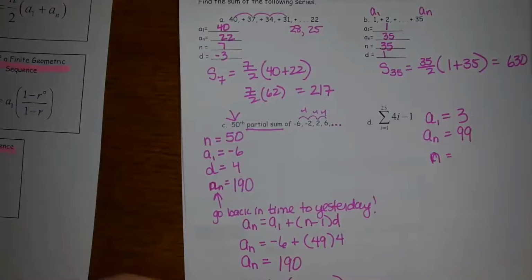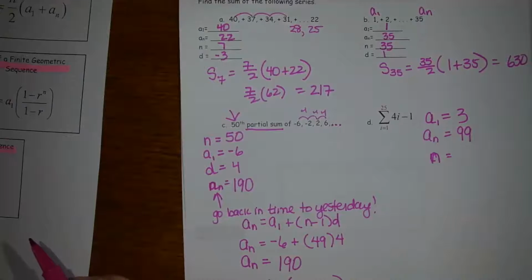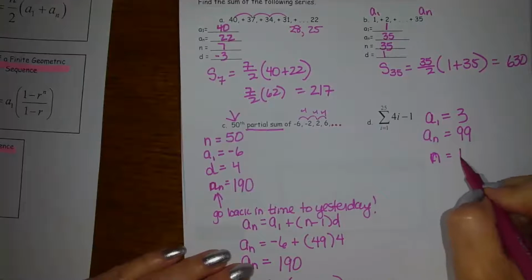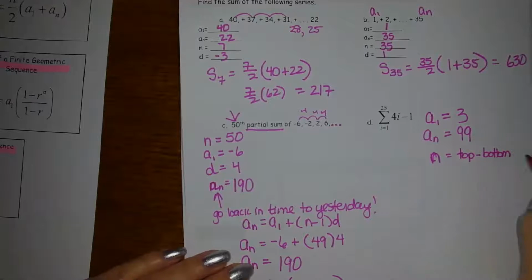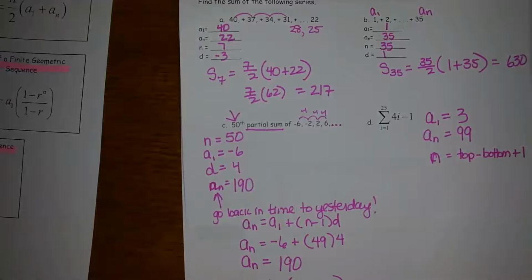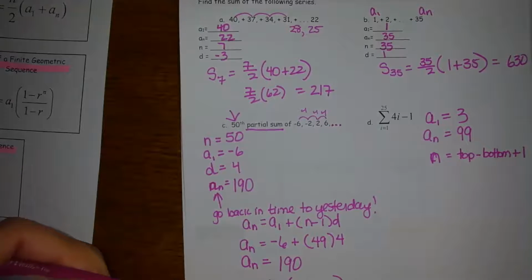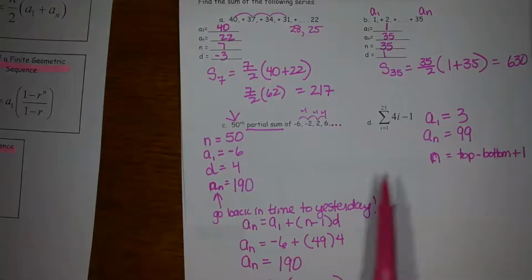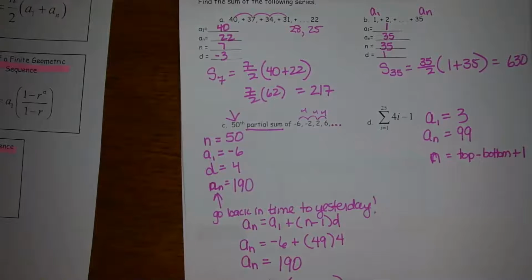Yeah, but what if I was going from 7 to 25? How could you quickly figure that out? It's top minus bottom, right? Plus 1. Since we're going from 1 to 25, if you just subtract them, you've gotten rid of your first number. So 25 minus 1 is 24, plus 1 is 25.